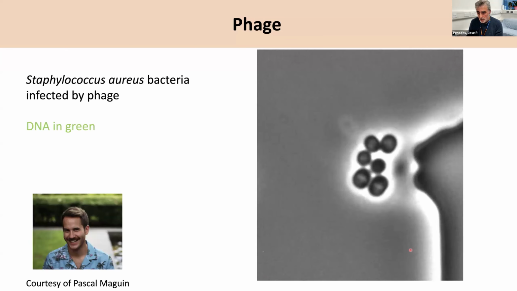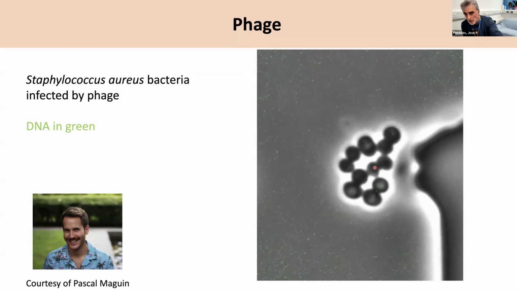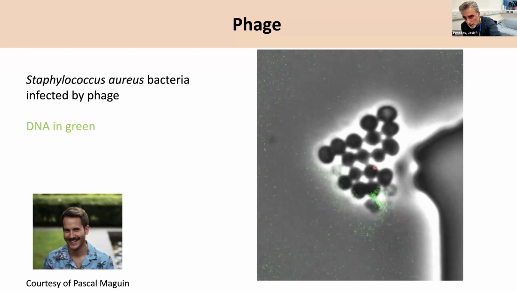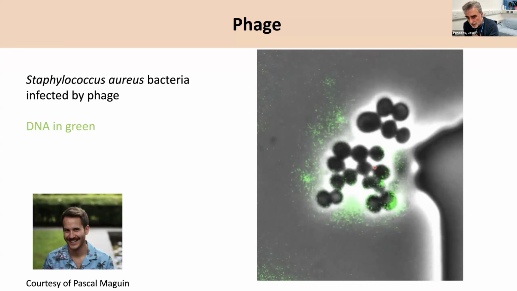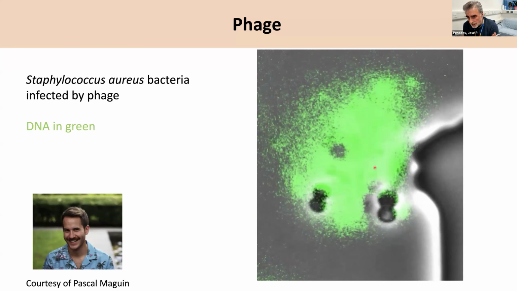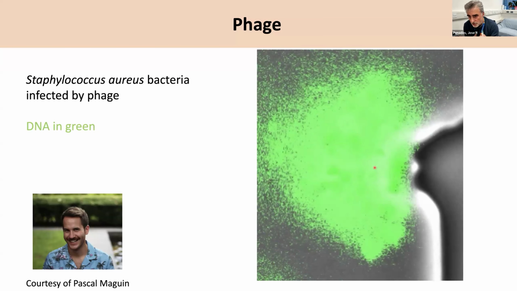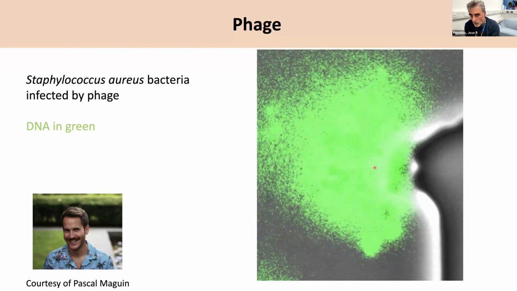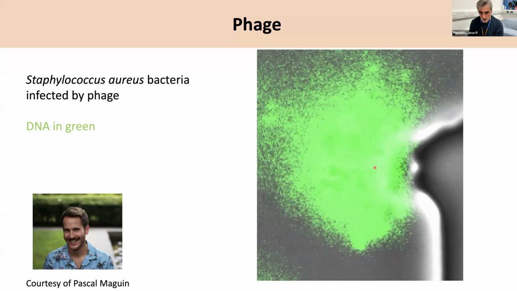Theoretically, there should be a video here, but I'm not sure it's playing. Okay, this is a video of Staphylococcus aureus, where in a population, the viruses infect the cells and the cells will lyse. The green is when the cells lyse and the DNA is outside. This is typically what will happen with many viruses.